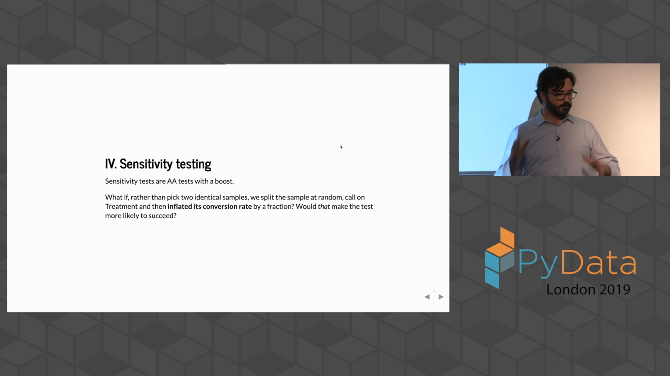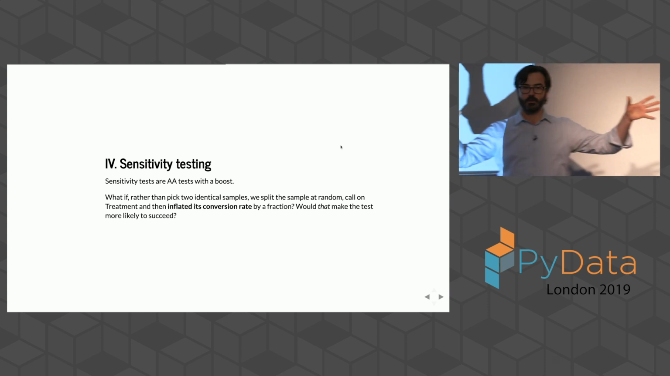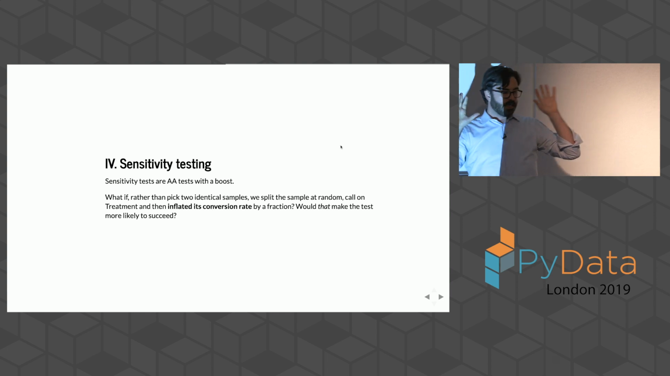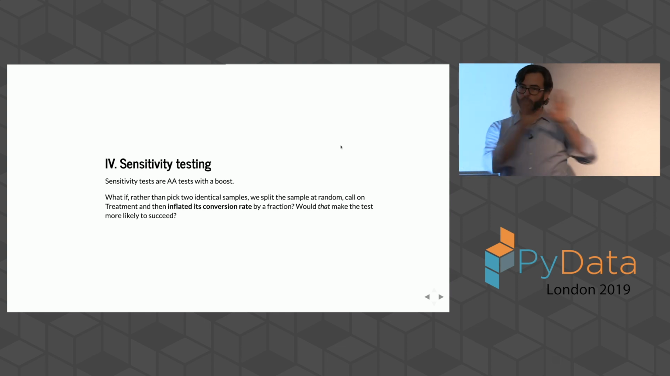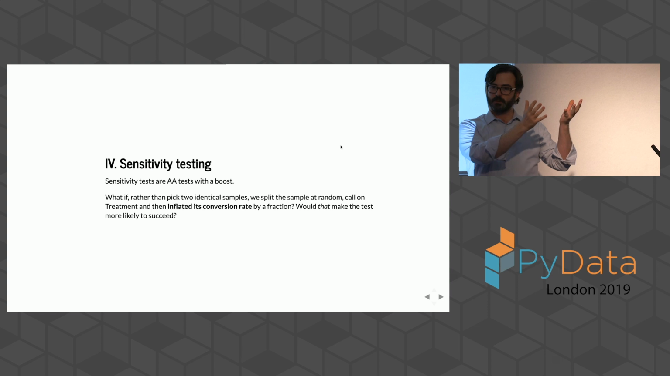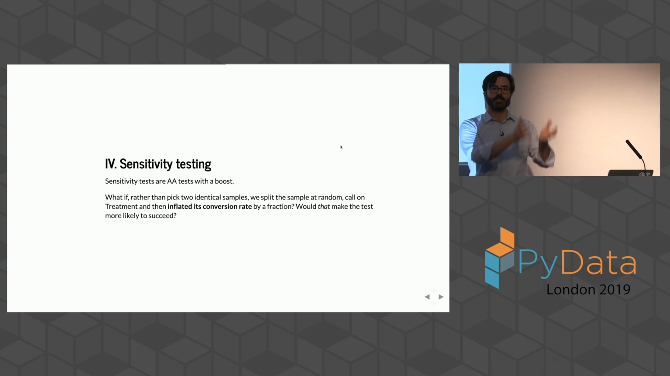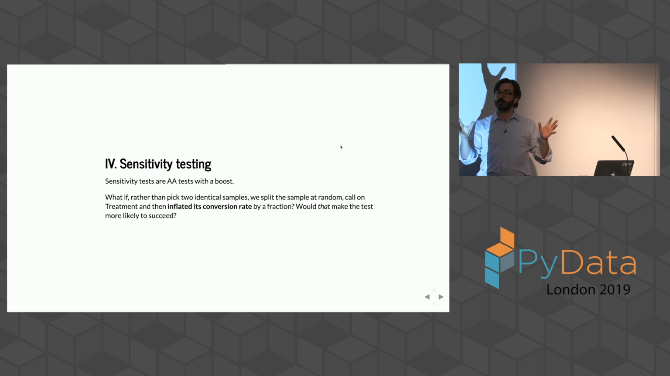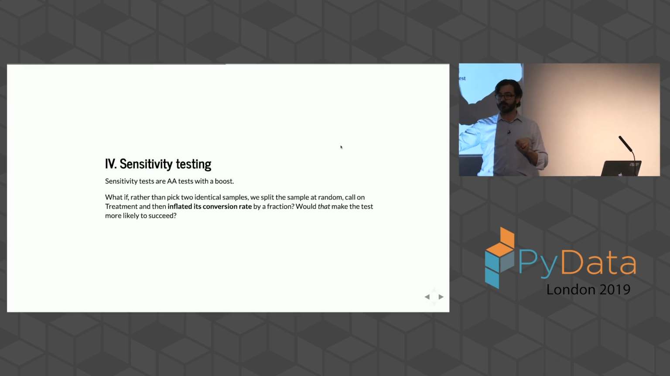The idea is you take two identical samples, just like you do for a test, and you split them the same way for a test, and then you say, OK, I have control and treatment. I'm going to inflate treatment to make sure that the test is positive. How much do I need to inflate treatment for the test to be positive? And if you can figure out how much you can inflate treatment for the test to be positive, then you don't just control for the 10% or the 5% of false positive rate.